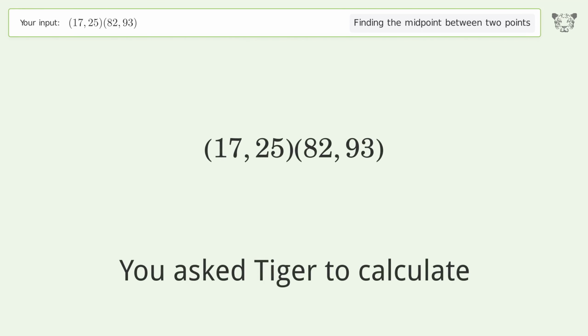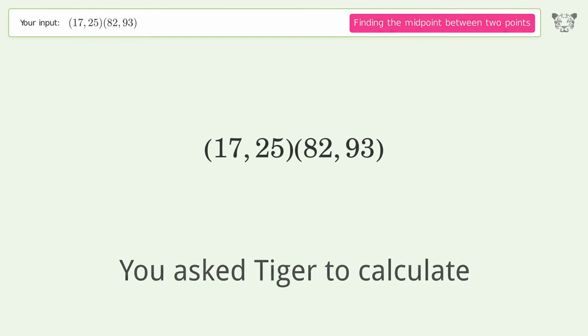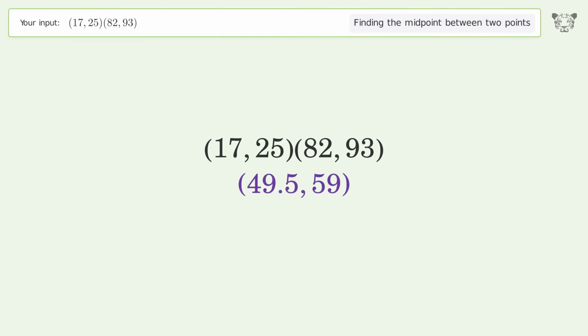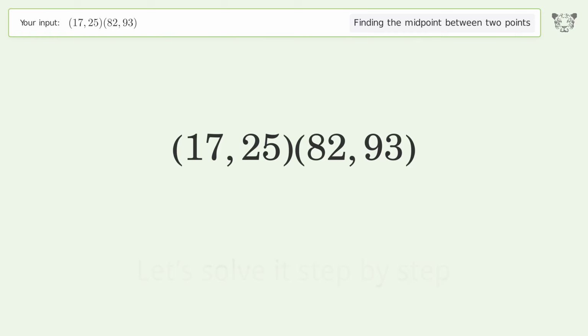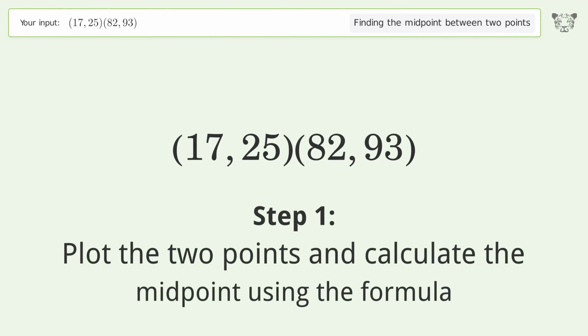You ask Tiger to calculate. This deals with finding the midpoint between 2 points. The midpoint between the 2 points is 49.559. Let's solve it step by step. Plot the 2 points and calculate the midpoint using the formula.